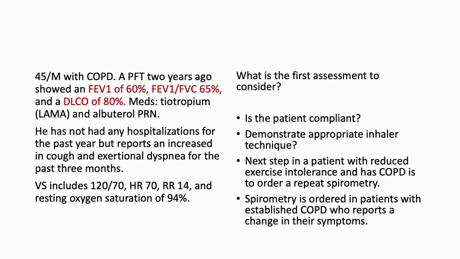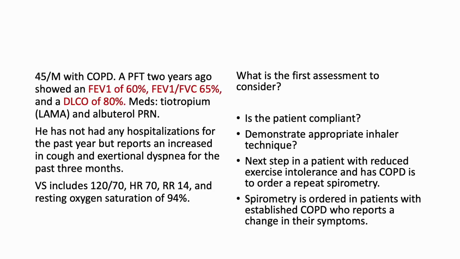He has not had any hospitalizations for the past year, but reports an increasing cough and exertional dyspnea over the past 3 months. Vital signs include a blood pressure of 120 over 70, a heart rate of 70, a respiratory rate of 14, and a resting oxygen saturation of 94%. What is the first assessment to consider?